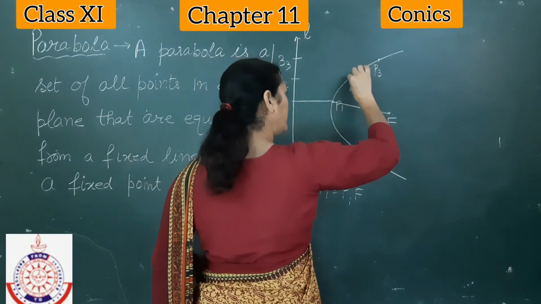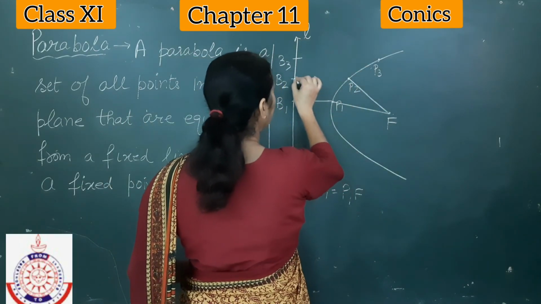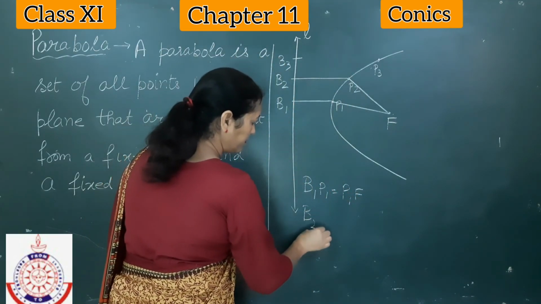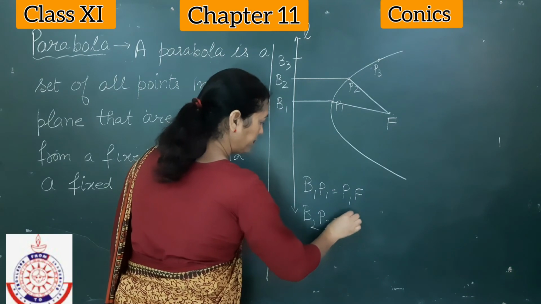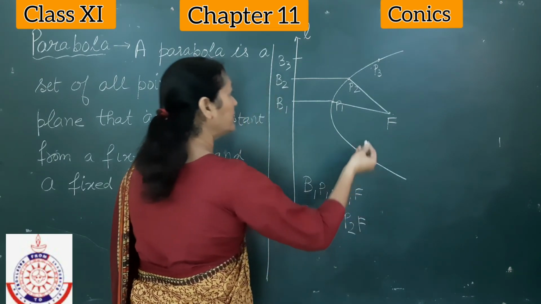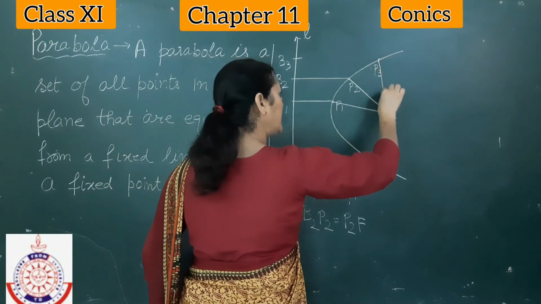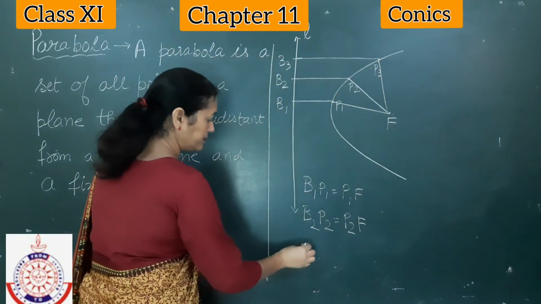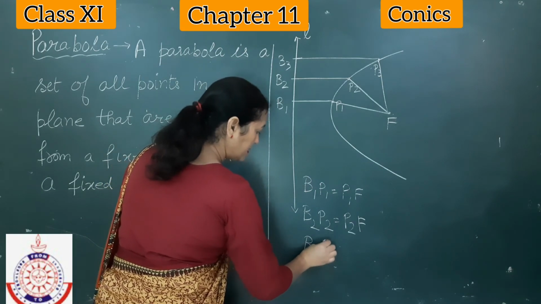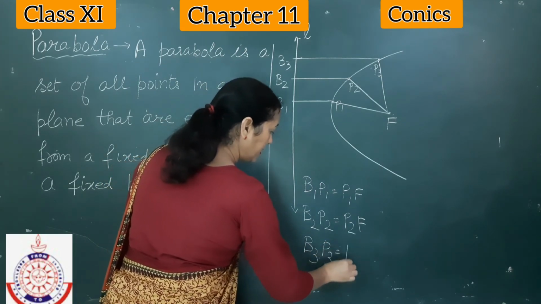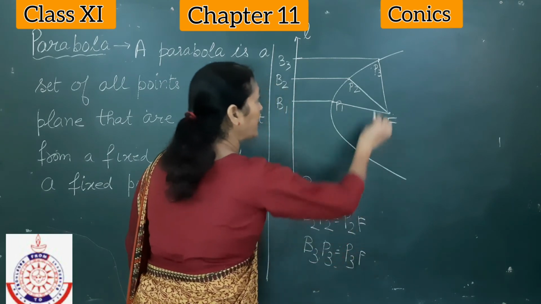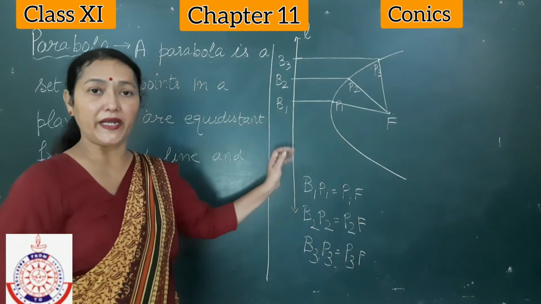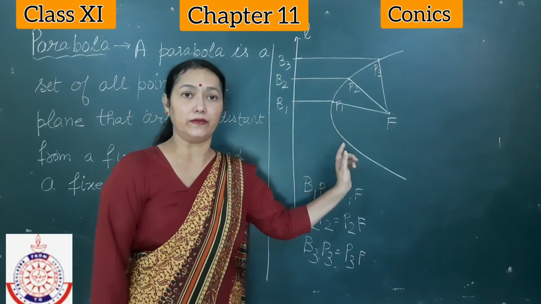The distance of P2 from F and the distance of P2 from B2 is the same. The distance of point P3 from F and from B3 is also the same. Then if we join these points P1, P2, P3 and so on, the curve obtained will be a parabola.